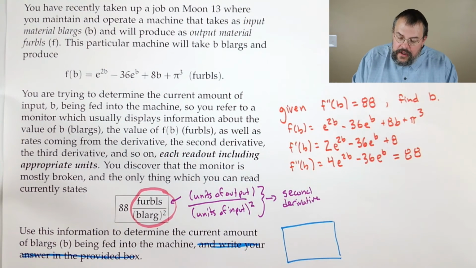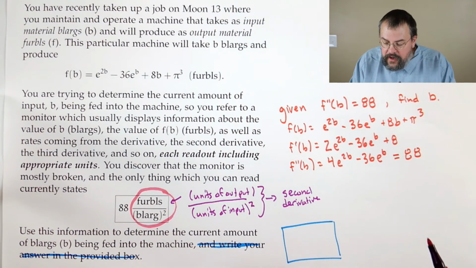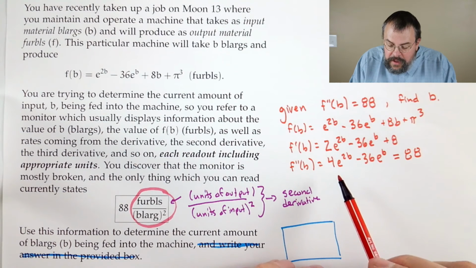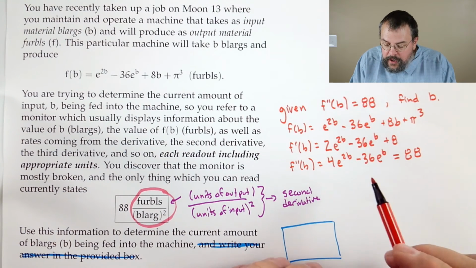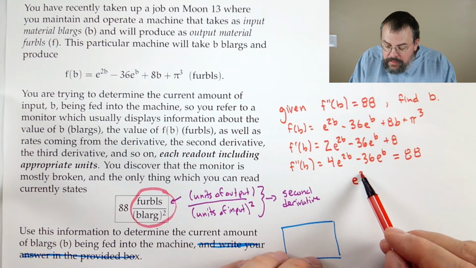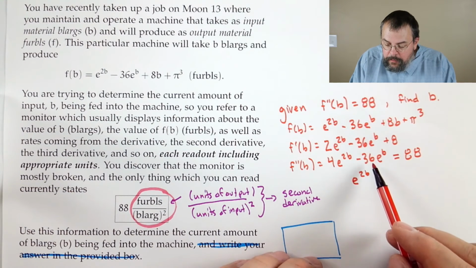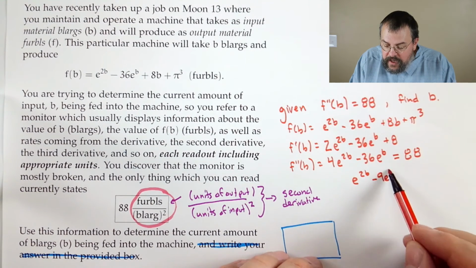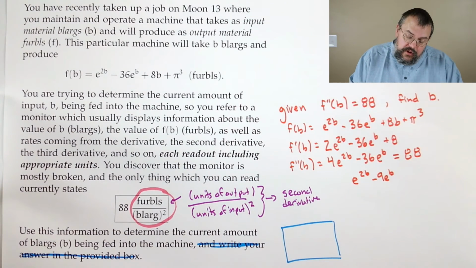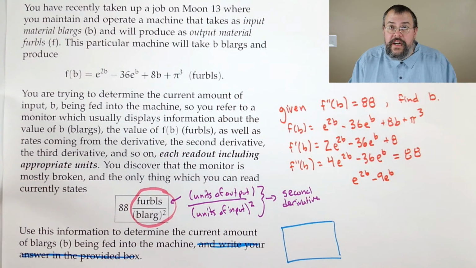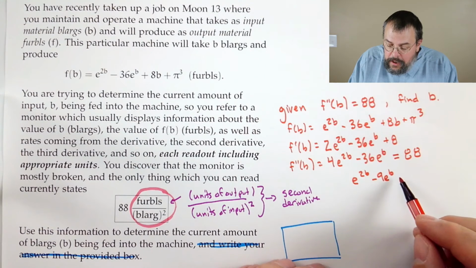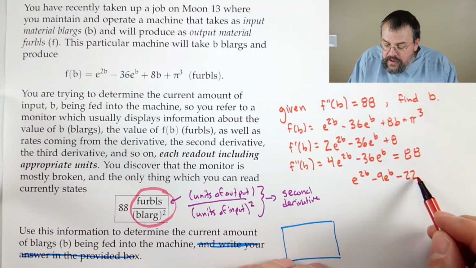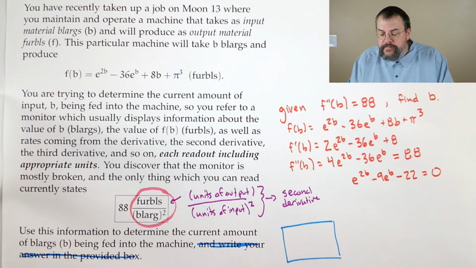Okay, well, let's bring the 88 across. So, in the meantime, notice how everything is divisible by 4. So we get e to the 2b, because I'm going to divide by 4, minus 9e to the b, because I'm going to divide by 4. And when I divide 88 by 4, that's 22. Bring it across. That's going to be minus 22 equals 0.